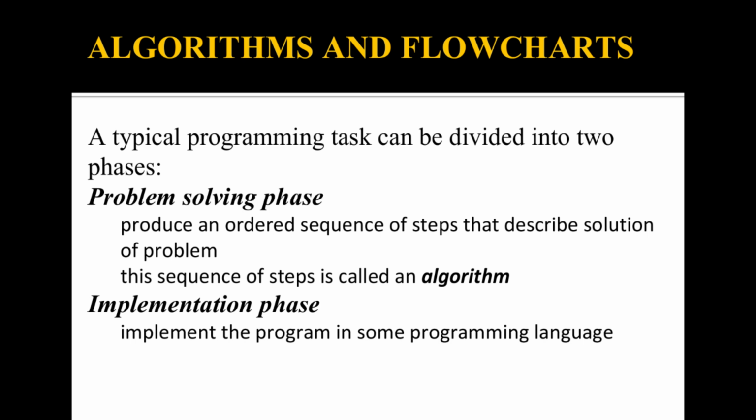Algorithm and flowcharts. A typical programming task can be divided into two phases: problem solving phase and implementation phase. The problem solving phase produces an ordered sequence of steps that describe the solution of the problem. This sequence of steps is called an algorithm. In the implementation phase, we write the program in some programming language.